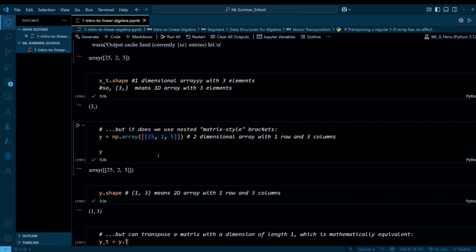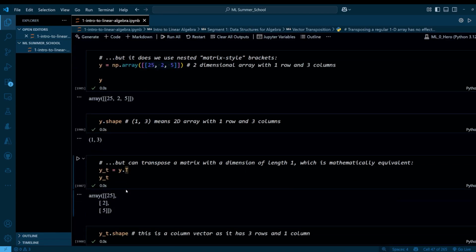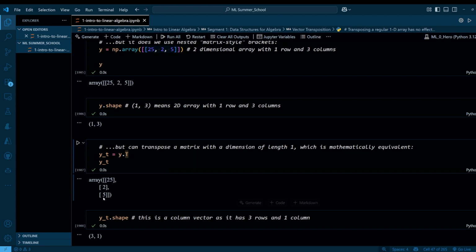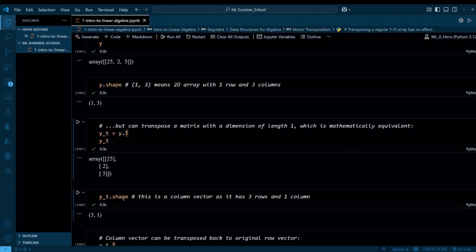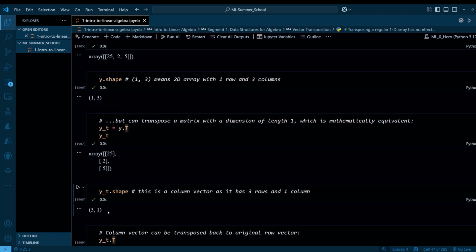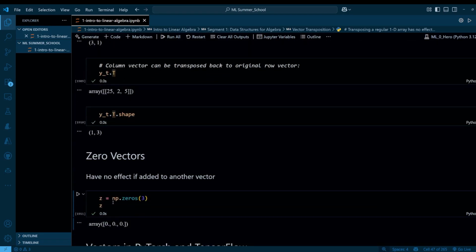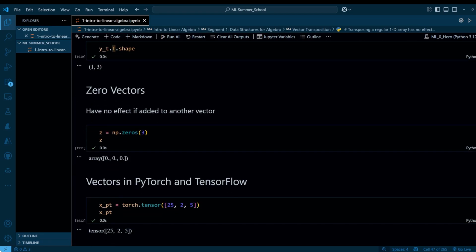We haven't yet applied that. So here we have 1 row, 3 columns, no problem. When you use the transpose, we get 25, 2, 5. You can see it's now a column: it changes to 3 rows, 1 column. That's it, done.